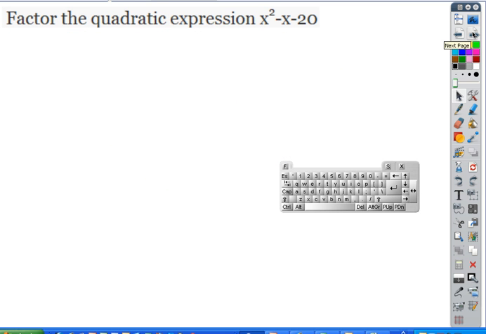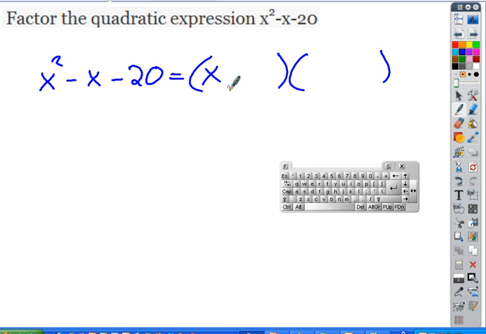Okay, another one. Same deal. This just says factor. So we're going to take this quadratic expression, x squared minus x minus 20, and unfoil it, factor it into two small factors. So we just have to find the magic numbers again. What are the two numbers that multiply to negative 20 and add to negative 1? The number there is negative 1. So what two numbers multiply to negative 20 and add to negative 1?